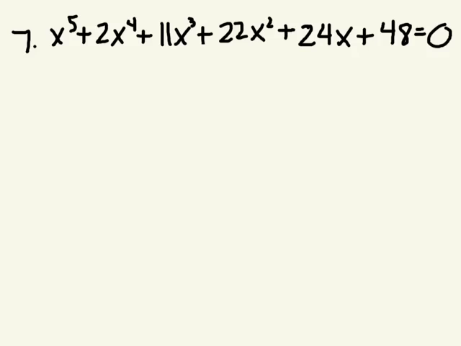This one, since we have x to the 5th, we can't really factor. We can't factor by grouping. I don't see anything that we can factor out. So we want to graph the polynomial first. When you graph it in your graphing calculator, what you'll see is that your graph crosses the x-axis at -2. And once you find that, you can synthetically divide.